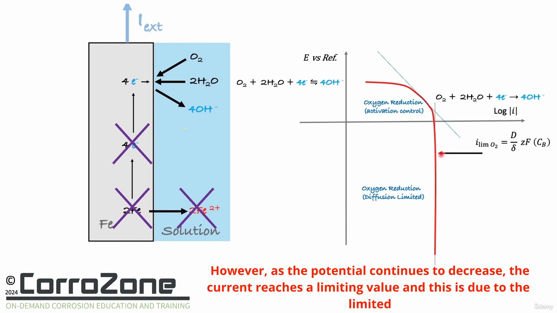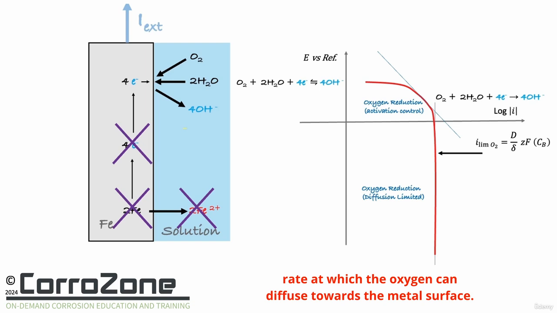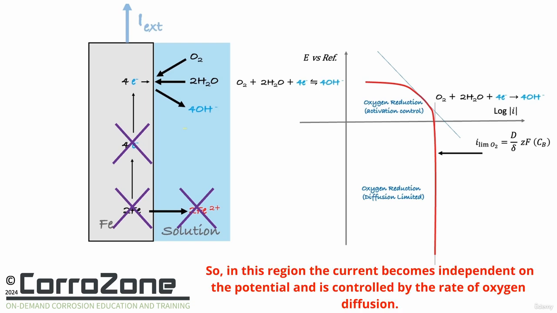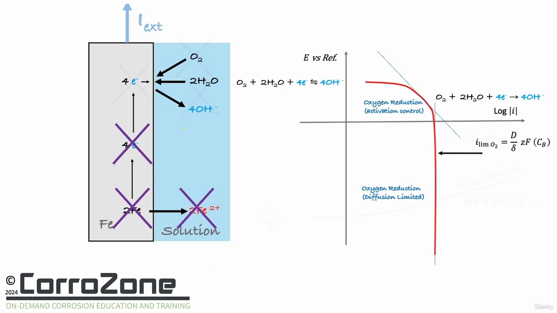However, as the potential continues to decrease, the current reaches a limiting value, and this is due to the limited rate at which the oxygen can diffuse towards the metal surface. So, in this region, the current becomes independent of the potential and is controlled by the rate of oxygen diffusion.